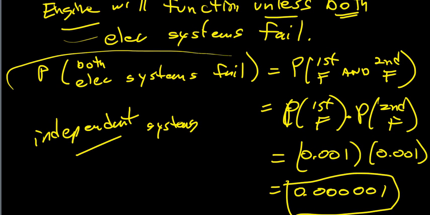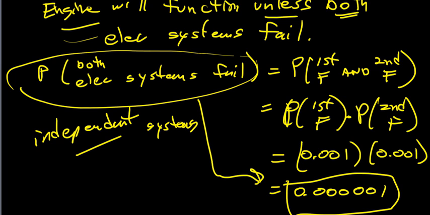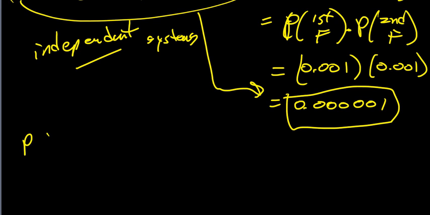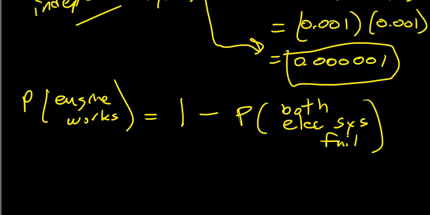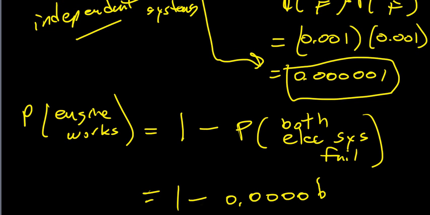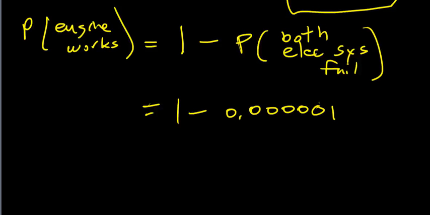This is the probability that both electrical systems fail. Now we want, what's the probability that the engine will fly, or that the engine works? The probability that the engine works, well, I claim it's 1 minus the probability that both electrical systems fail. It's the complement, right? So I'll do 1 minus 0.000001. Let's make sure I count my zeros right. 0.000001. And if I make that simple subtraction, I get 0.999999.